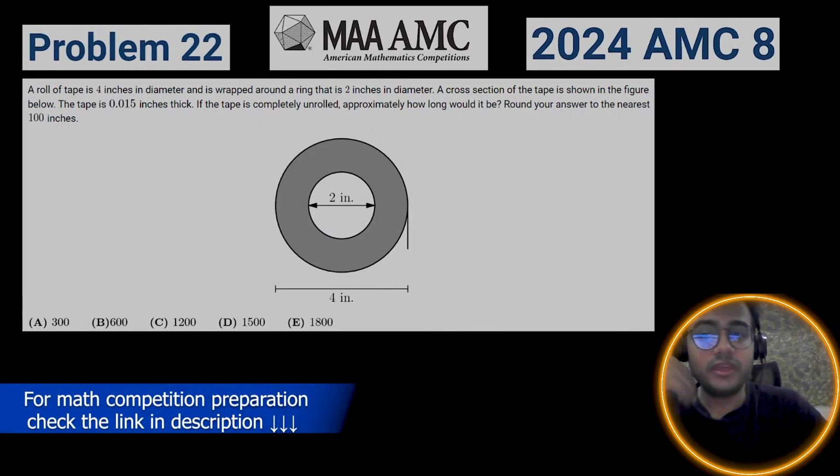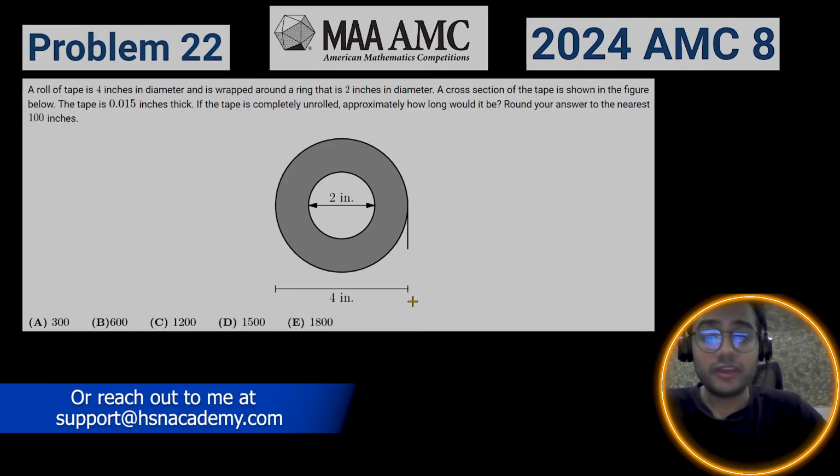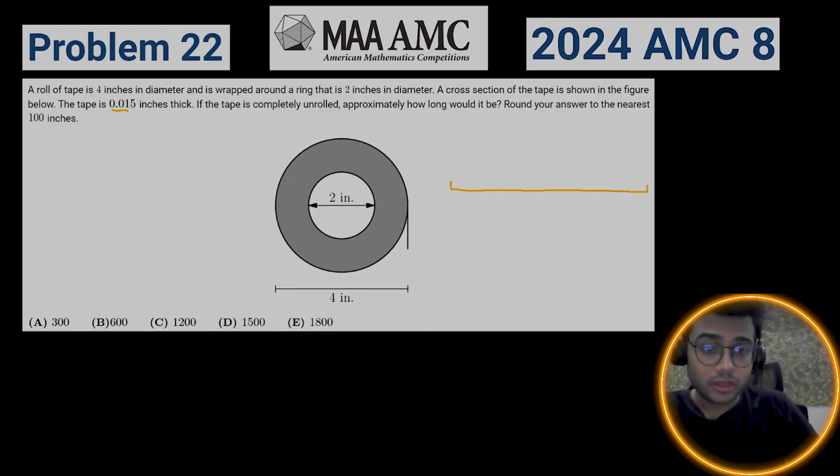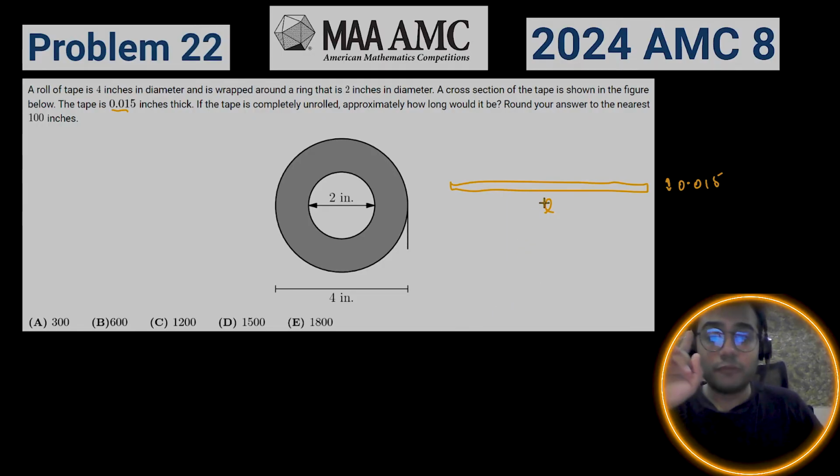Okay, so in this problem, we have a roll of tape that has 4 inches of outer diameter and 2 inches of inner diameter. So this is the tape rolled. And then they're saying it has a thickness of 0.015. Okay, like the tape has a thickness of 0.015. And when it's unrolled, it's going to become a long strip, right? And that strip will have a thickness of 0.015. So that's the thickness. And then it's going to be, let's say, L inches long. However, the key idea here is if we want to find L, we need to make an equation involving L.